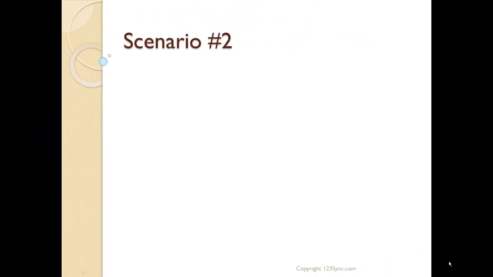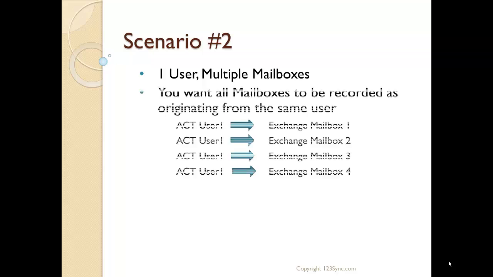So let's look at our scenario number 2. In this scenario, you have one user that has multiple mailboxes that they want integrated. This is like you've got Act user 1 and you want them to be integrated under the same username. You don't want them to come from different mailboxes or different users. It's the same user, and you want all that data to come into Act as that user. So you have mailbox 1, 2, 3, and 4. Let's see how to set this up.